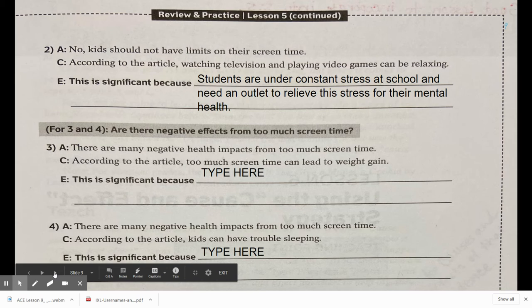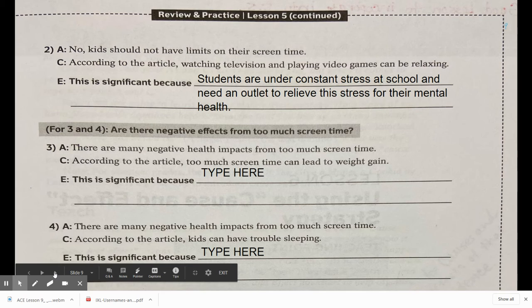Now it's time for you to try it. Try this now with number 3. Your A says there are many negative health impacts from too much screen time. Your C is, according to the article, too much screen time can lead to weight gain. Now you need to tell me, why is it important? Why should I care that young kids are gaining weight? How does that mean that they should not have as much screen time? Go ahead and write your E now using the sentence starter. This is significant because.